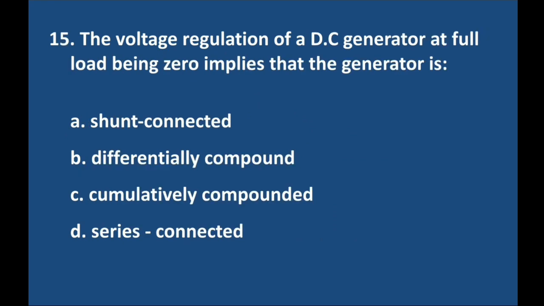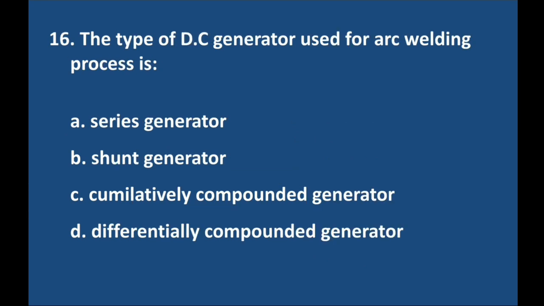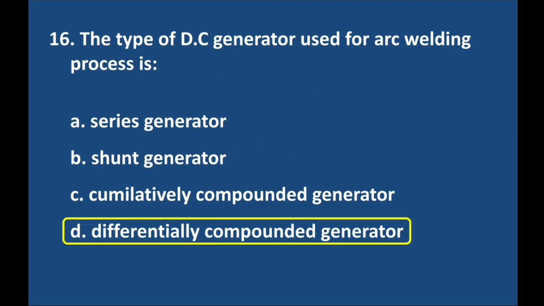Question number 15. The voltage regulation of a DC generator at full load being 0 implies that the generator is. Answer is option C, cumulatively compounded. Question number 16. The type of DC generator used for arc welding process is. Answer is option D, differentially compounded generator.